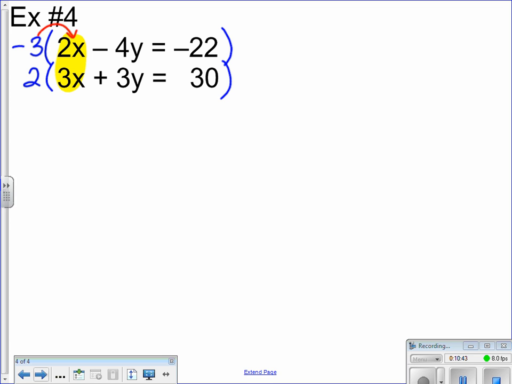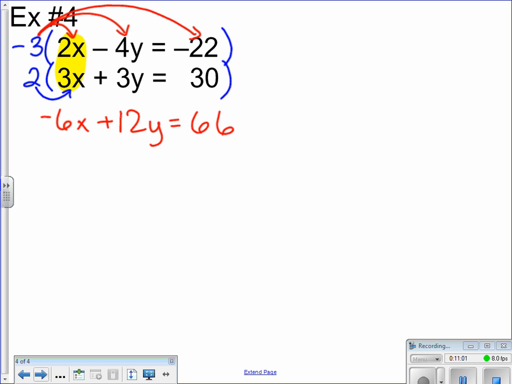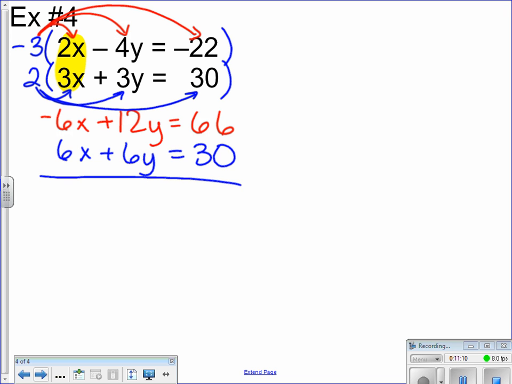So -3 times 2 is -6x. -3 times -4 makes +12y. And -3 times 22 makes +66. For the bottom row, 2 times 3 makes 6x, 2 times 3y makes 6y, and 2 times 30 makes 60. Clearly you see that we have a 6x and a -6x to cancel out.